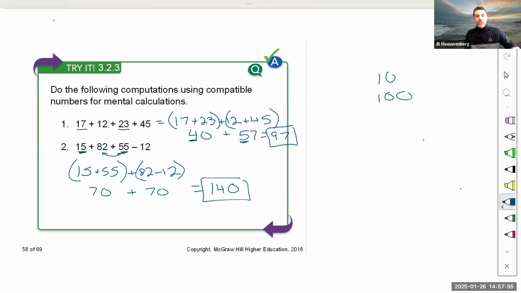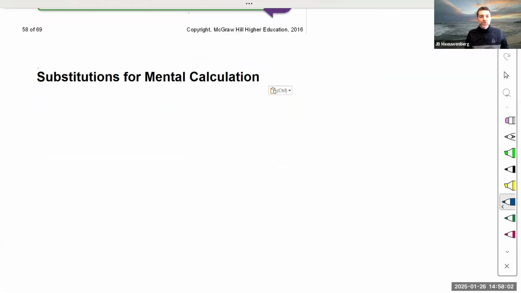So your next strategy is what we will call substitutions for mental calculation. I showed you something like this earlier, maybe in another video. And so with substitutions, a number is broken down into a convenient sum or difference of numbers. Again, I use this one all the time. Let me show you what this could look like.